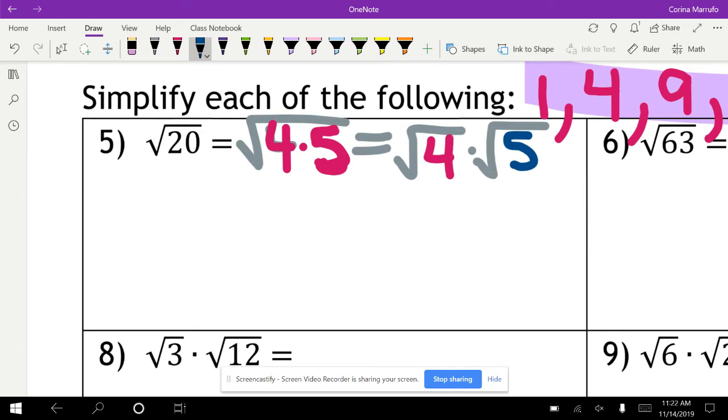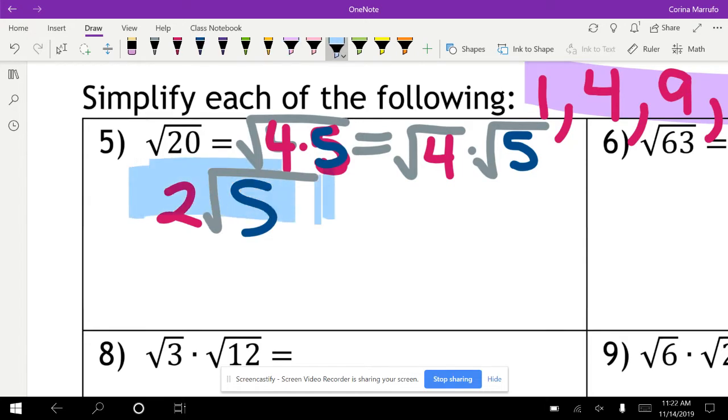Okay, now the square root of 4, like I said, you can take the square root of 4 and get a whole number. That gives us 2. But we cannot take the square root of 5 and get a whole number. That gives us a big, long decimal. So we're going to leave it as the square root of 5. So this gives us 2 and the square root of 5. Make sure you box or highlight your answer. So that would be our answer.